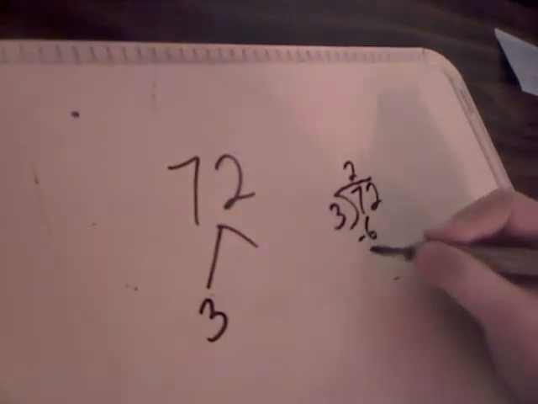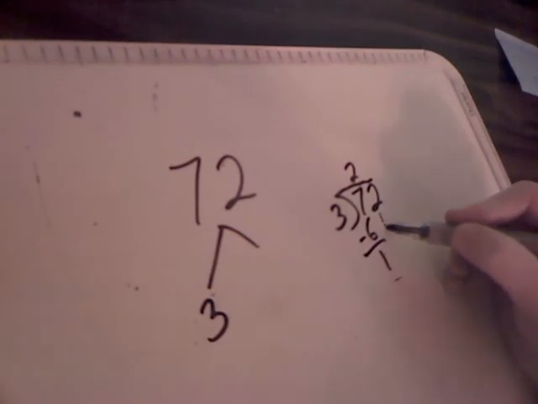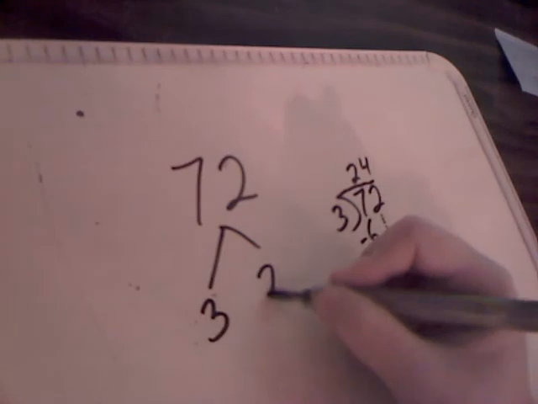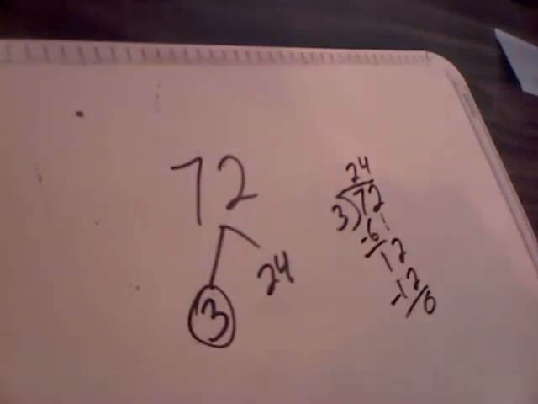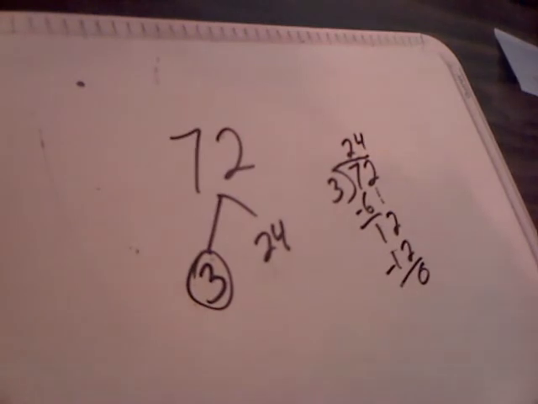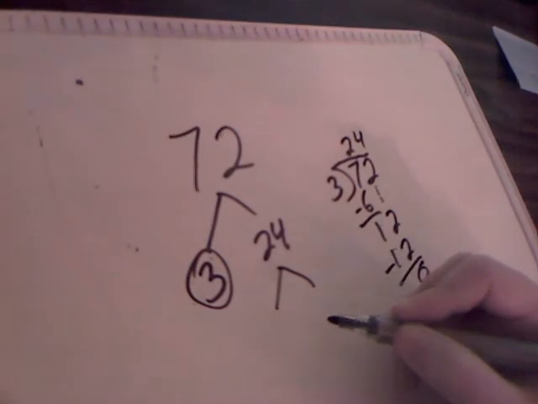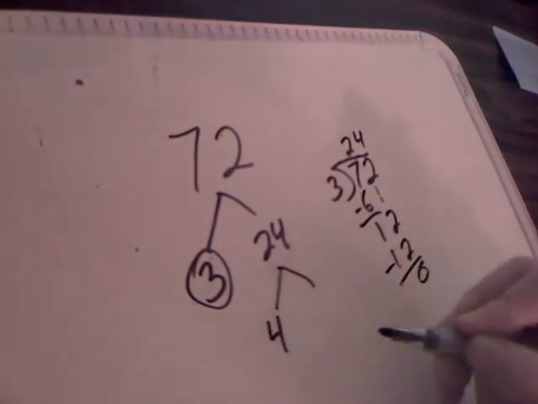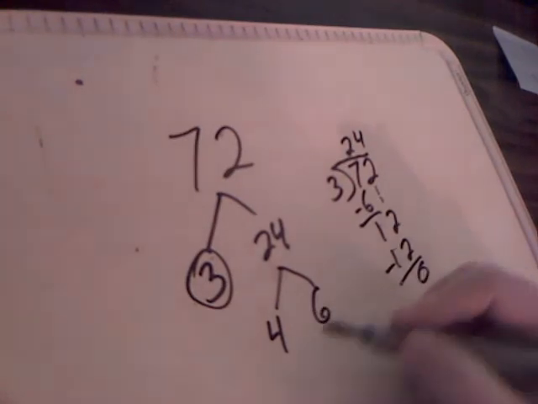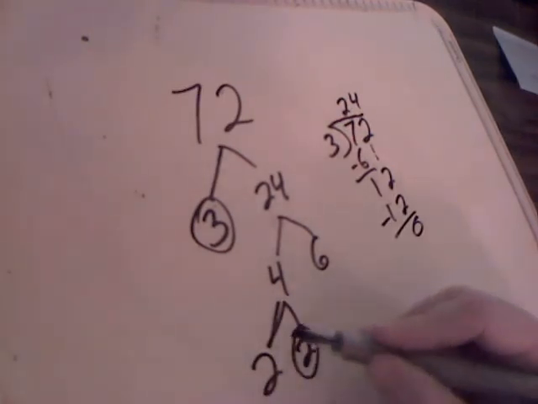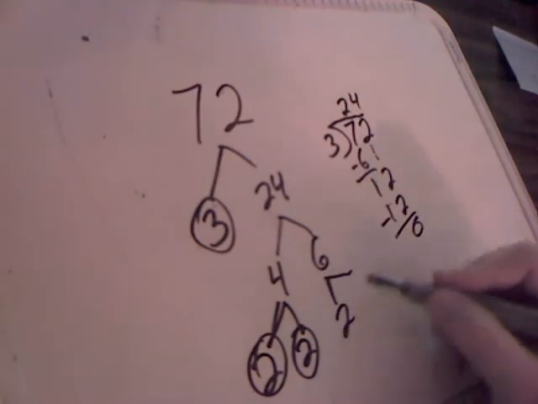72 divided by 3. 3 goes into 7 twice. 2 times 3 is 6. Left with that 1. Drag down the 2. 3 goes into 12 4 times. Oh, look. 3 times 24 is 72. Let's break down that 24 again. I don't want to do it the same way, so this time I'm going to divide 24 into, let's say, 4. 4 times what gets us 24? Well, let's say 4 times 6. We remember that. Let's break down this 4 into 2 and 2, and then break down the 6 into 2 and 3.